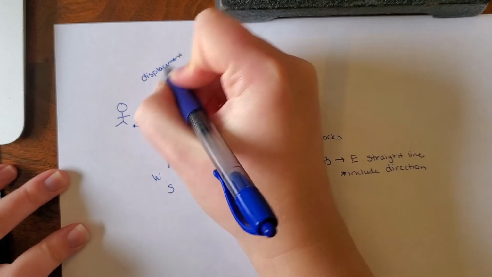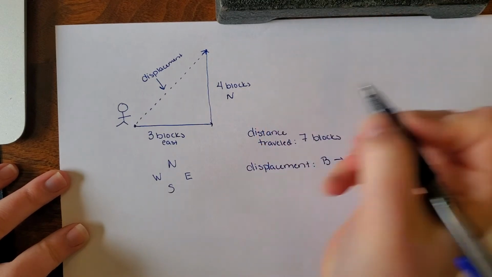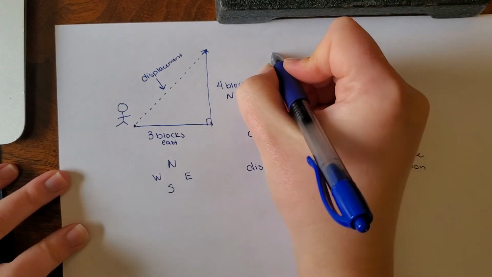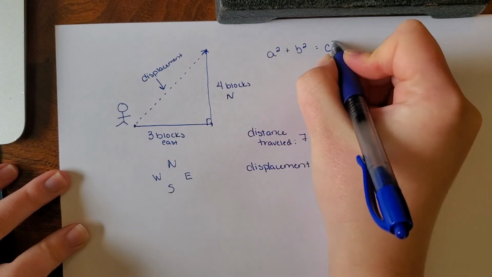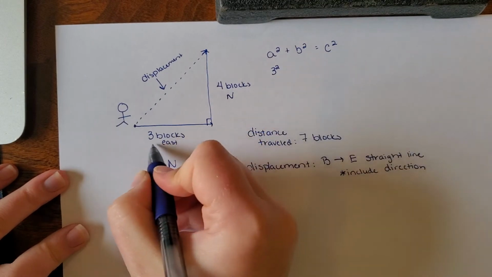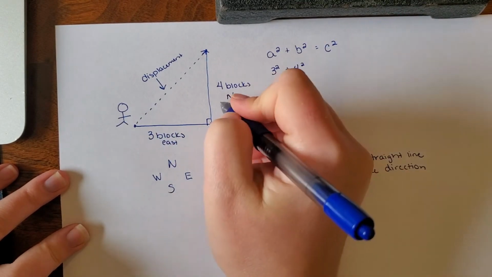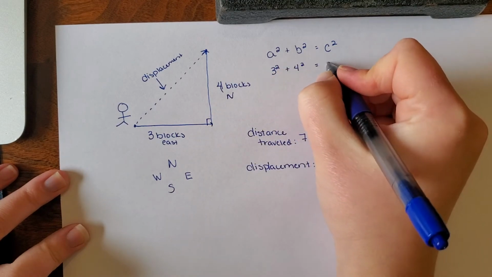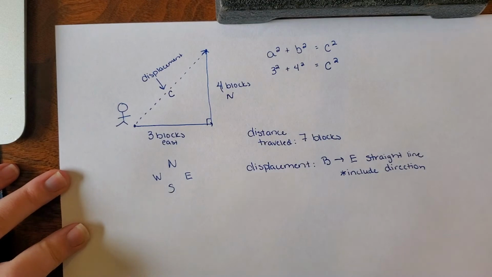And I'm pretty sure you guys have talked about Pythagorean theorem in math class. So when you have a right triangle, a squared plus b squared equals c squared. So we have 3 squared, because that's your first side of your triangle, plus 4 squared is your second side of your triangle, equals c squared. So your hypotenuse is c.